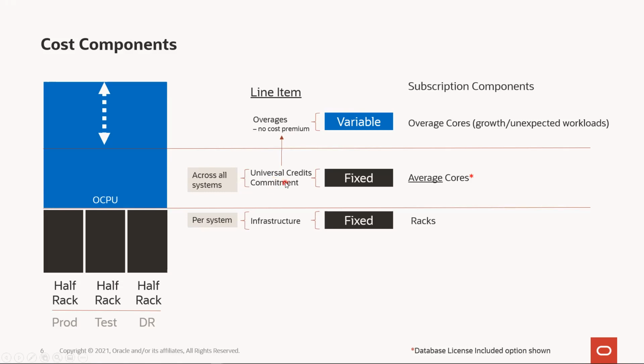The other aspect of universal credits is that it's a single credit bucket, which can be leveraged across any Oracle metered cloud service, meaning that you can actually leverage the same credits for even the public cloud from Oracle.